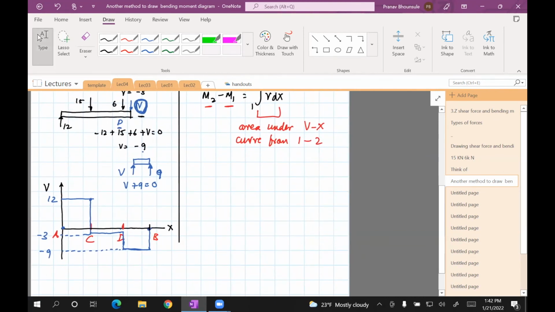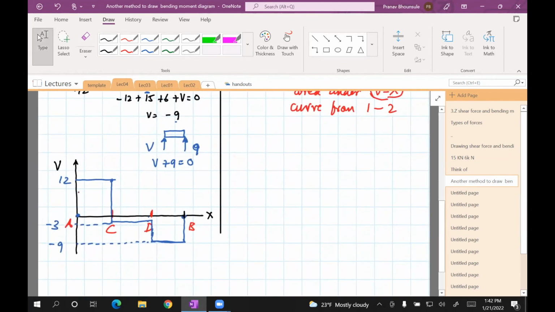So what we do is we just find the area under the curve for the V(x) plot. So let's do that. It's pretty simple. First of all, we need to find the area under this rectangle. You can see the height is 12, the width is 2. So the area is plus, 12 times 2, which is 24.